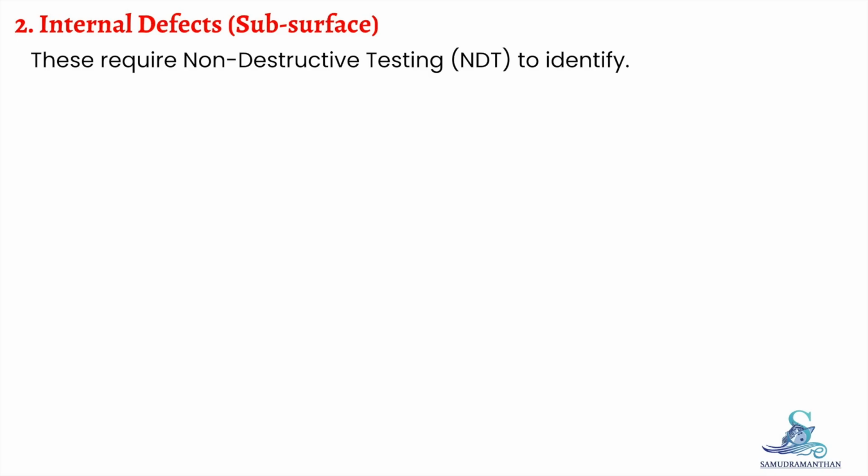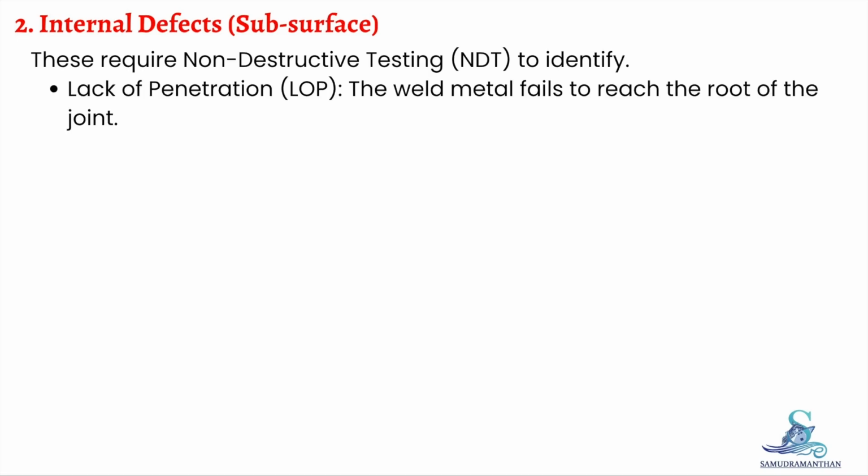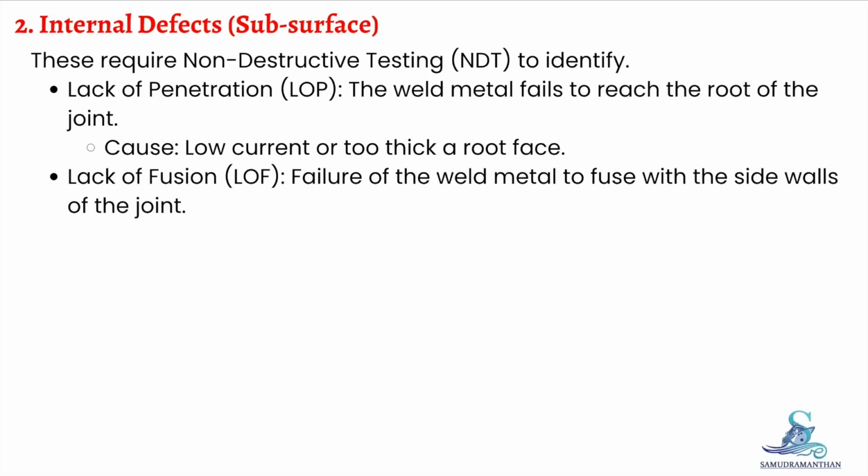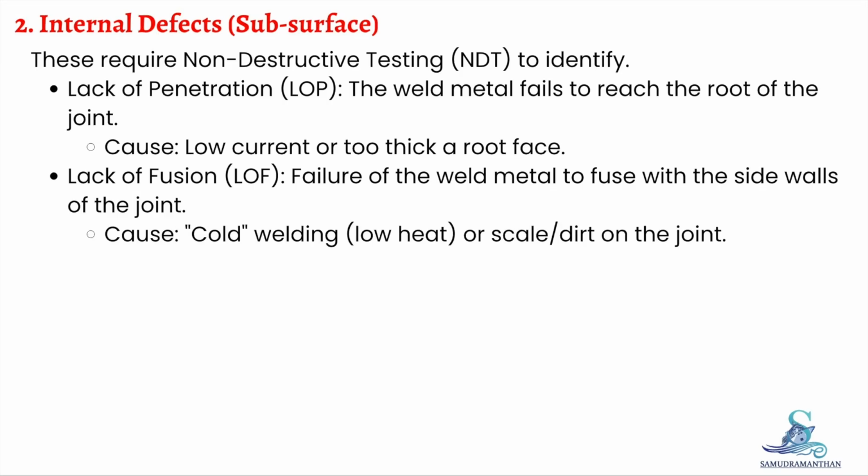Internal defects, subsurface. These require non-destructive testing, NDT, to identify. Lack of penetration, LOP, the weld metal fails to reach the root of the joint. Causes: low current or too thick a root face. Lack of fusion, LOF, failure of the weld metal to fuse with the side walls of the joint. Causes: cold welding, low heat, or scale or dirt on the joint.